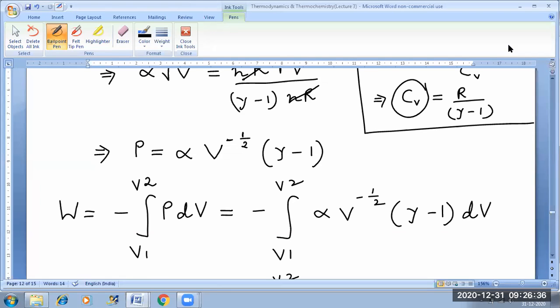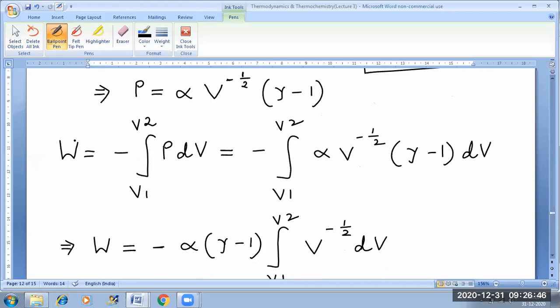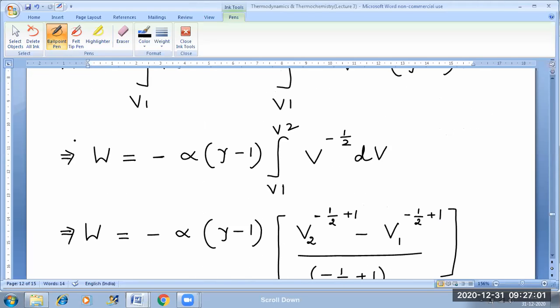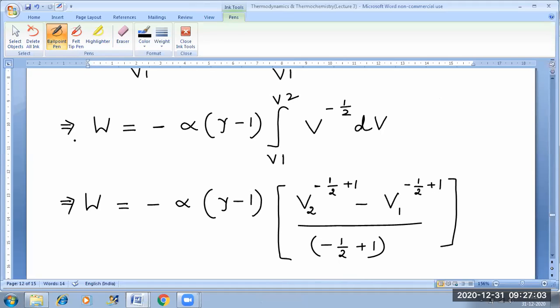Alpha is a constant, gamma minus 1 is also a constant. They can be taken outside the integral sign. So alpha and gamma minus 1 have been taken outside the integral sign. So I'm integrating only V to the power of minus half. This will be the expression if I'm integrating.